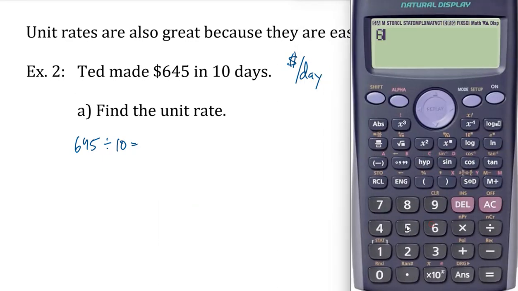Okay, and 645 divided by 10. That one you might be able to do in your head. Obviously, if you can ever do it in your head, go for it. I always add the extra zero at the end when we're talking about money, because it would be weird to write it as $64.5. It's $64.50, right? So $645 in 10 days is $64.50 in 1 day.